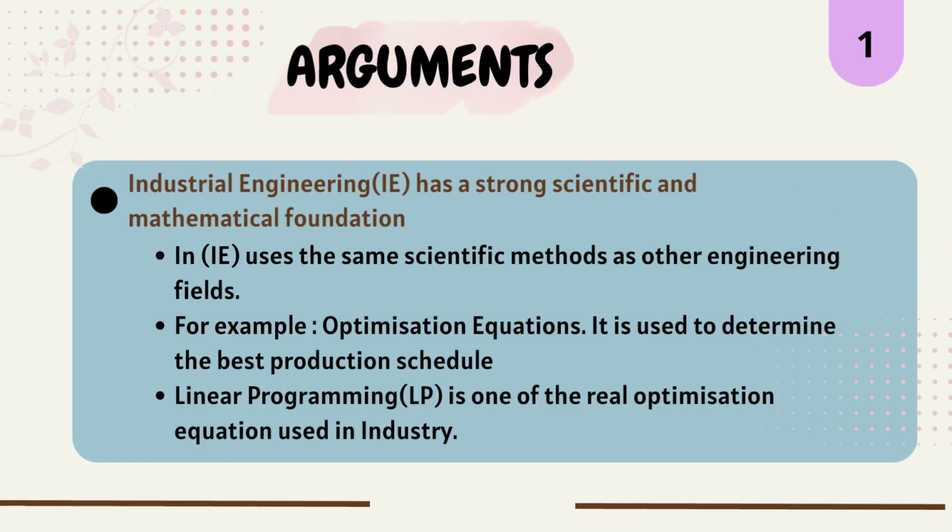Next, the first argument that I choose to prove that industrial engineering is a true engineering discipline is that industrial engineering has a strong scientific and mathematical foundation. Same as other engineering fields, industrial engineering also uses similar scientific methods. One example is the optimization equation. IE engineers use the optimization equation to determine the most efficient production schedule. It's just like mechanical engineers use equations of motion and civil engineers use structural formulas to calculate beam strength. Another example is linear programming. This is a mathematical method, and it is a real optimization equation used in industries. These prove that industrial engineering relies on a mathematical and scientific foundation.